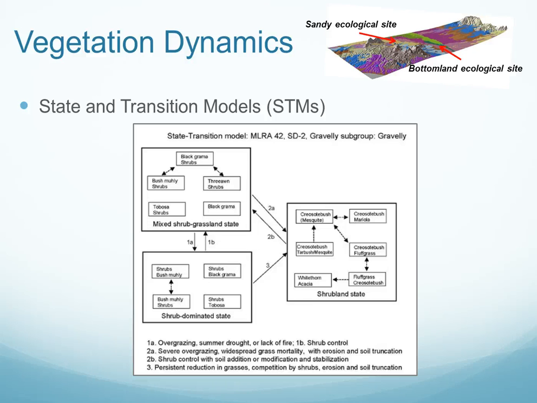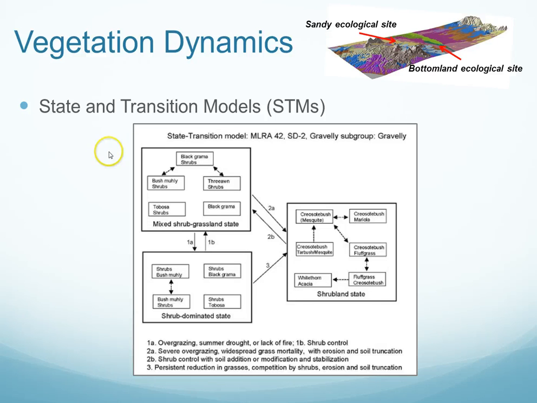This is one that was developed for the Gravelly Ecological Site in MLRA 42, Southern Desertic Basins, Plains, and Mountains. The Gravelly Ecological Site has three possible stable states. The mixed shrub grassland state is the historic climax plant community. The shrub-dominated state is an alternative state, as well as the shrubland state. So in most state and transition models, we have multiple stable states that are possible.